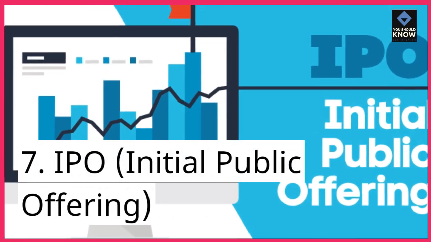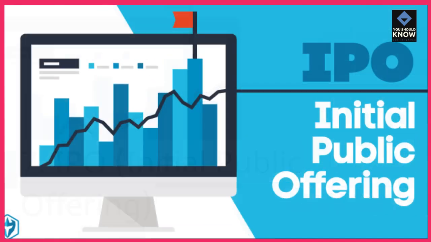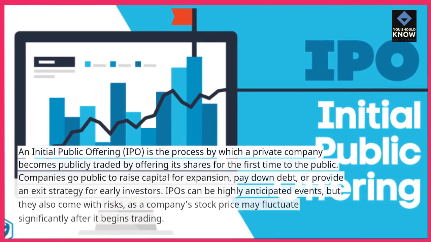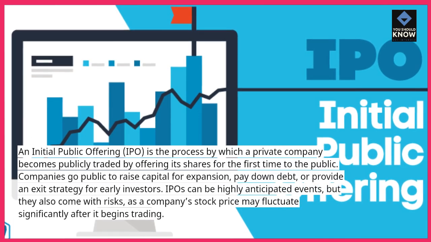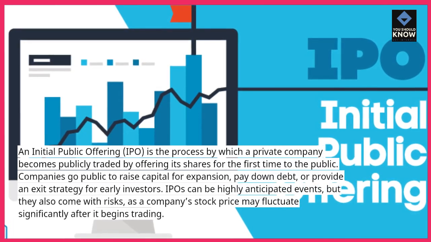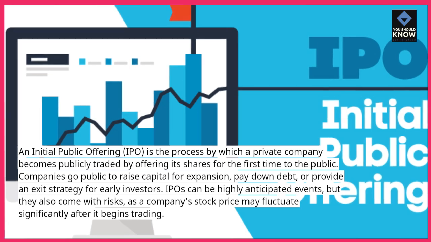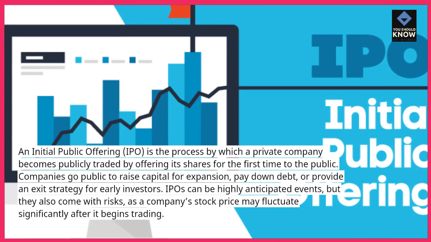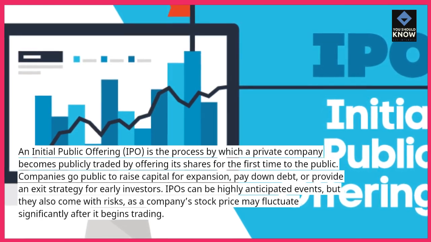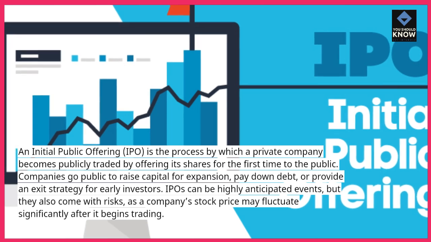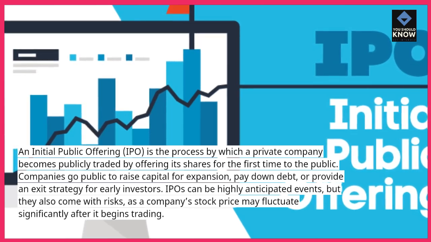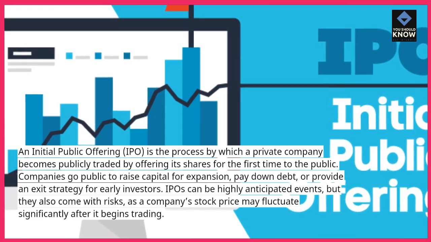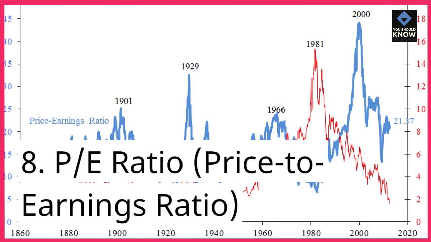7. IPO, initial public offering. An initial public offering, or IPO, is the process by which a private company becomes publicly traded by offering its shares for the first time to the public. Companies go public to raise capital for expansion, pay down debt, or provide an exit strategy for early investors. IPOs can be highly anticipated events, but they also come with risks, as a company's stock price may fluctuate significantly after it begins trading.